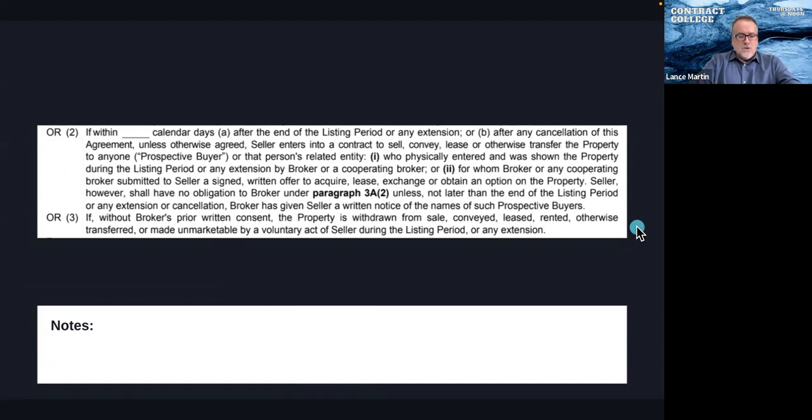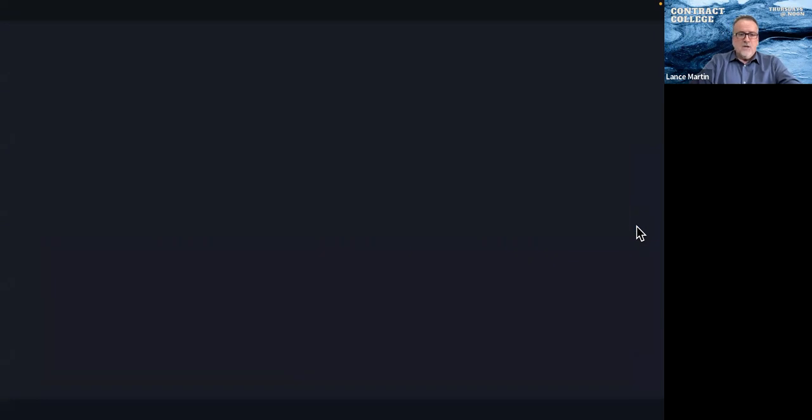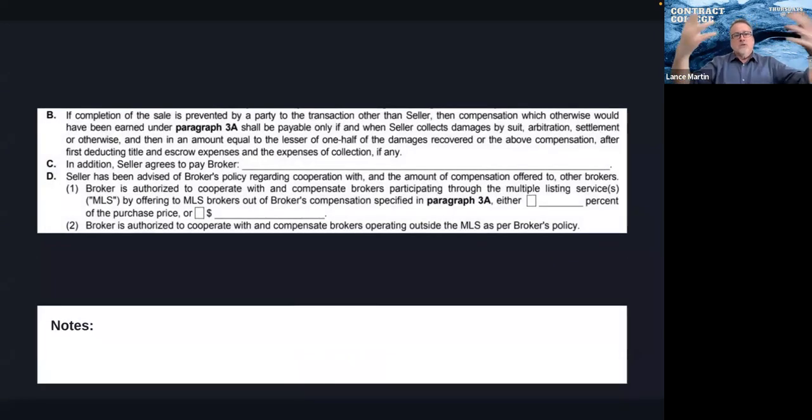Okay, any questions on this paragraph? I don't see anybody unmuted. Going to keep on rolling. So we now continue.